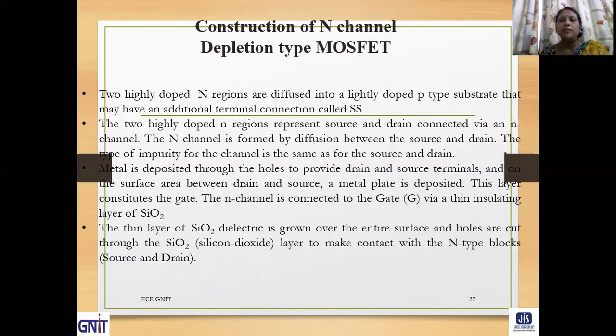The type of impurity for the channel is the same as the source and drain. So a thin layer of SiO2 is grown over the entire surface, and holes are cut through the SiO2 to make the source and drain terminals.